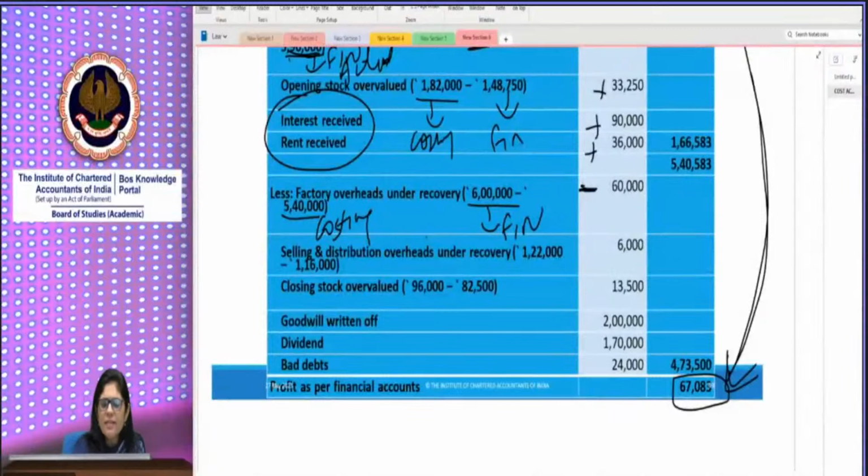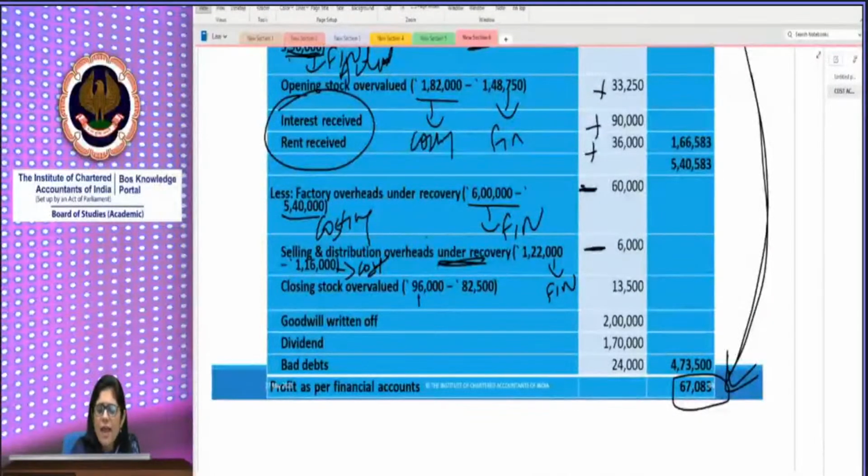Clear? Selling and distribution under absorbed. In financial, you have taken 122. In costing, you have taken 1,16,000. That means in costing, you have charged less. You have absorbed 6,000 less. Your profit is higher. So reduce your profit further by 6,000 because you have charged less in costing. Clear? Since you have charged less expense, your profit has increased. Reduce your profit. You should have charged 122, but you have charged 116.